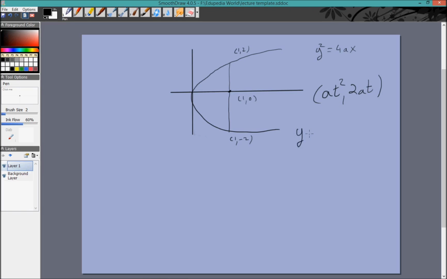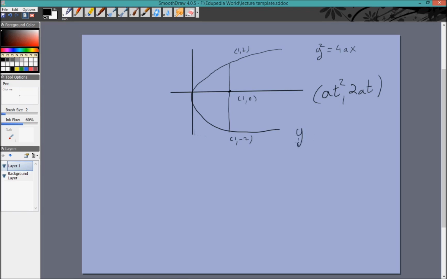Because a is 1 and we need (1, 2). So t is 1 and a is 1, so we get x plus y is equal to 3, right? X plus y is equal to 3 is the equation of the normal through this point, right? We know that this particular line is a tangent to the circle. That means its distance from the center of the circle should be equal to the radius, right?